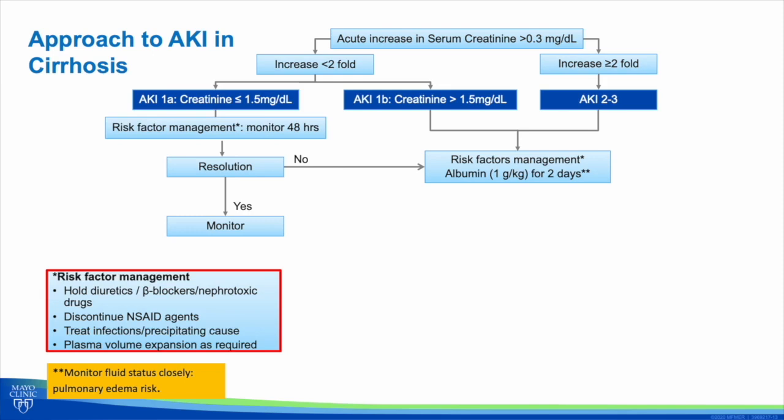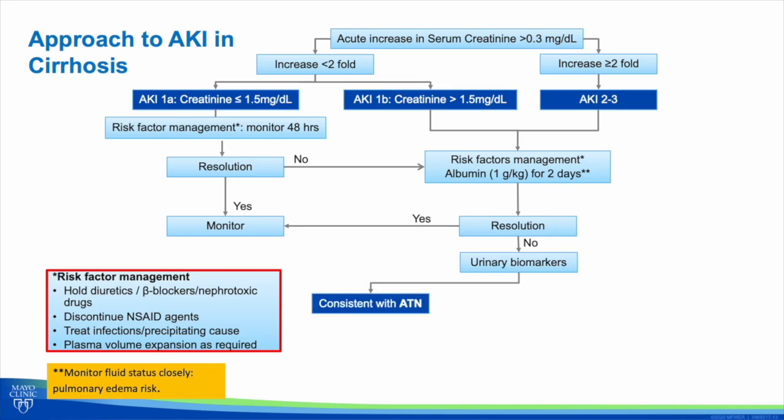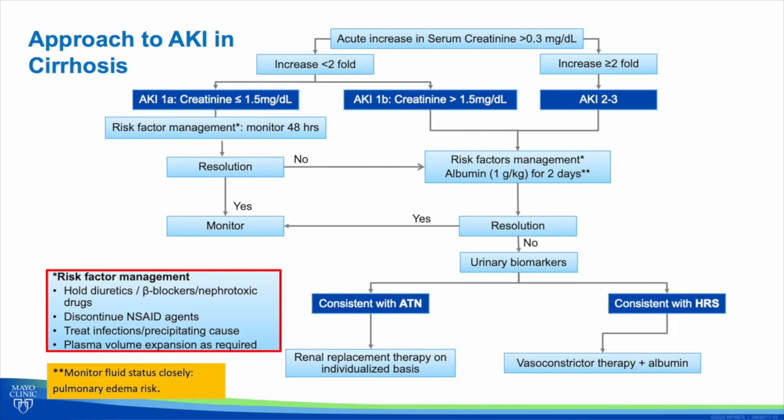If they've not resolved, look at your urine biomarkers. Your urine should be clean. If it is not, this is likely acute tubular necrosis. Renal replacement treatment will be on an individualized basis. Urine clean, this is likely hepatorenal syndrome, vasoconstrictor therapy and albumin. If you're not sure, again, vasoconstrictor therapy and albumin, and consider renal replacement treatment on an individualized basis.